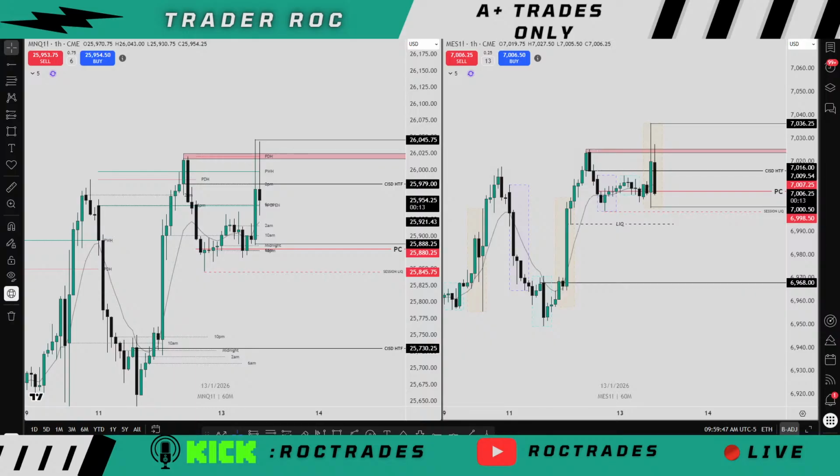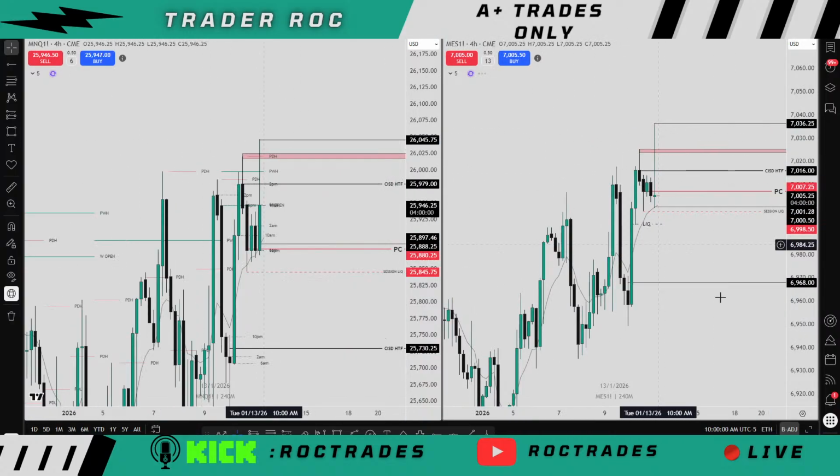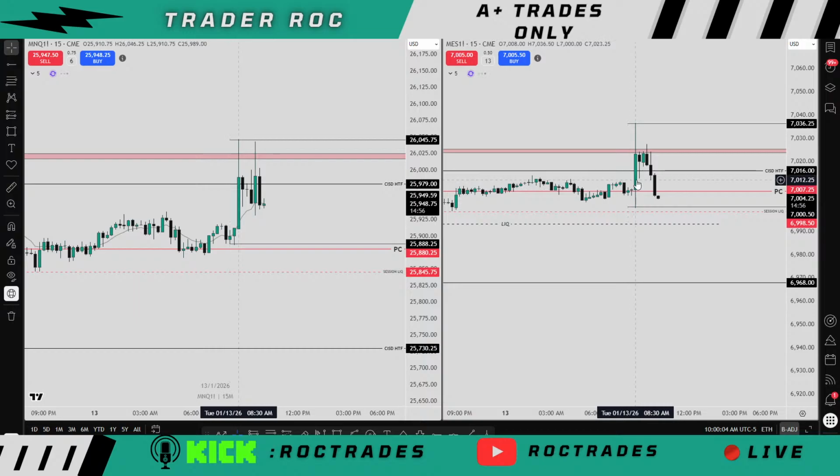All right, cool. We are rolling. It is 9:59, 7 minutes until 10 a.m. This 4 hour candle will be opening. And let me go ahead and take a look at which one is stronger so far.